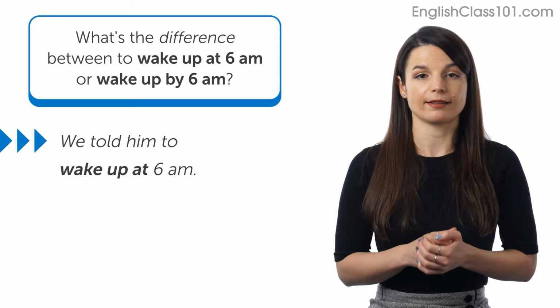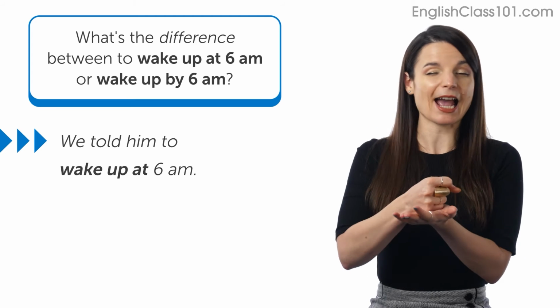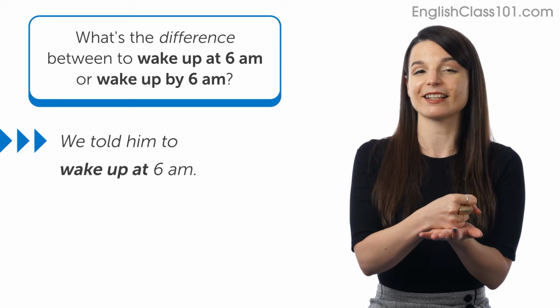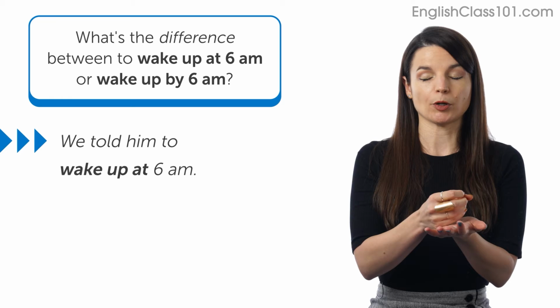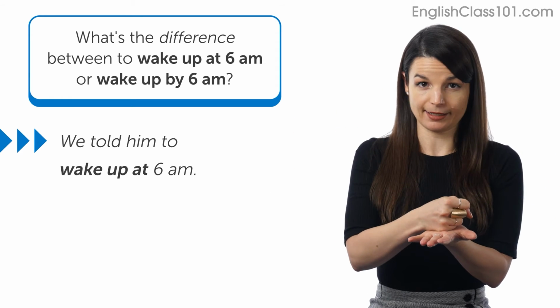Let's start with at 6 a.m. So we told him to wake up at 6 a.m. means at exactly 6 o'clock. At exactly 6 o'clock in the morning, this person's alarm will go off and the person will wake up. That is at 6 a.m.